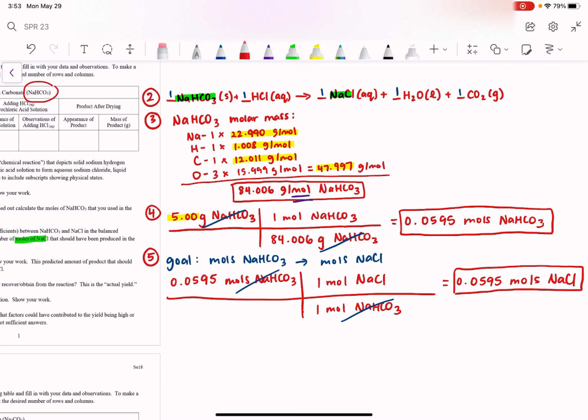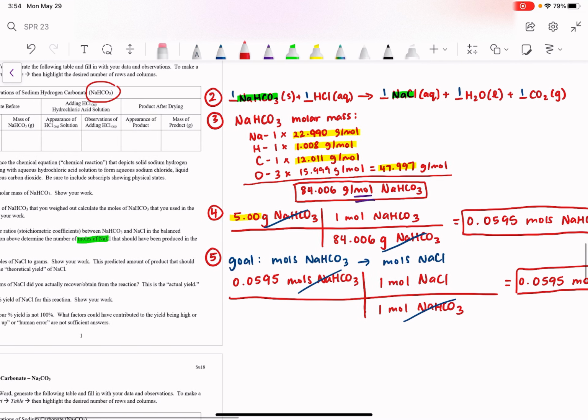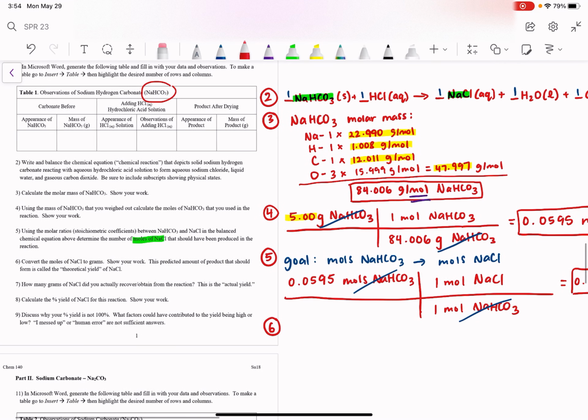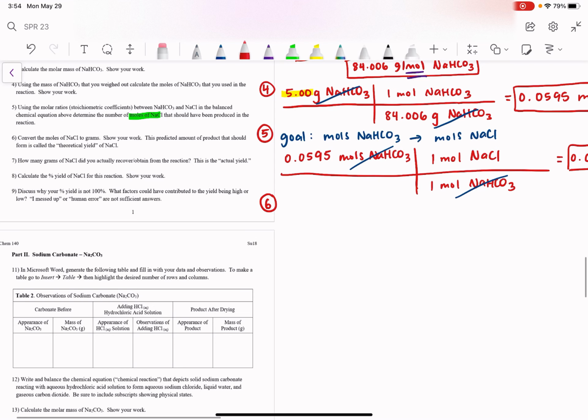Remember, you're not going to get this exact number because you didn't use the same number that I used in lab. You're putting in the mass that you actually used in your lab, and you'll need that from your lab notebook. Okay, so we're done with number 5. Let's check out number 6. Convert the moles of NaCl to grams.